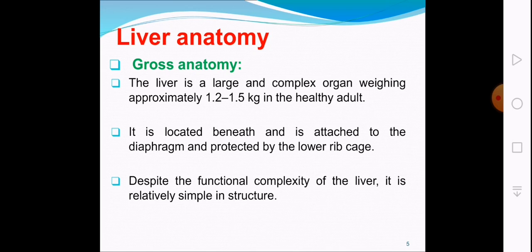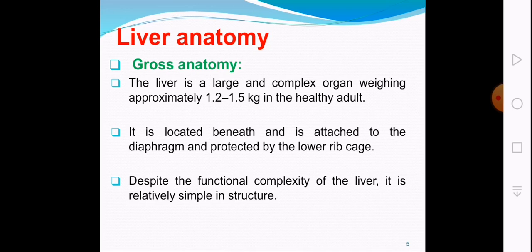Liver anatomy. Regarding the liver anatomy, we talk about gross anatomy and microscopical anatomy. So in gross anatomy, the liver is a large and complex organ weighing approximately 1.2 up to 1.5 kilograms in a healthy adult. It's located beneath and is attached to the diaphragm and protected by the lower rib cage. Despite the functional complexity of the liver, it is relatively simple in structure.